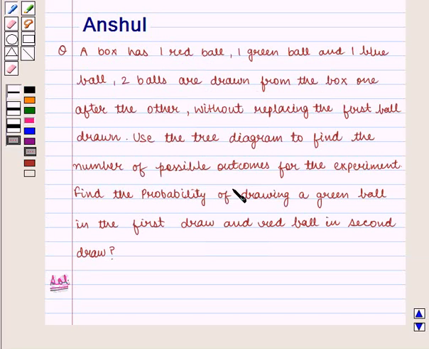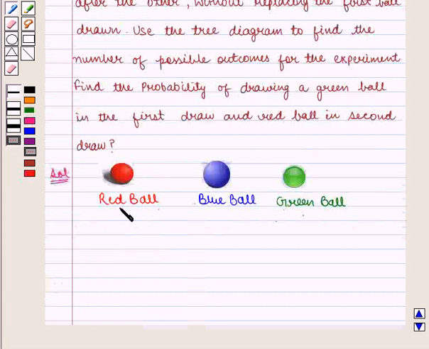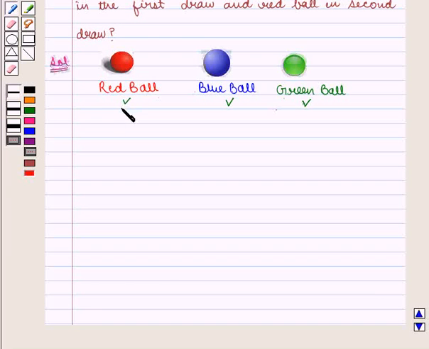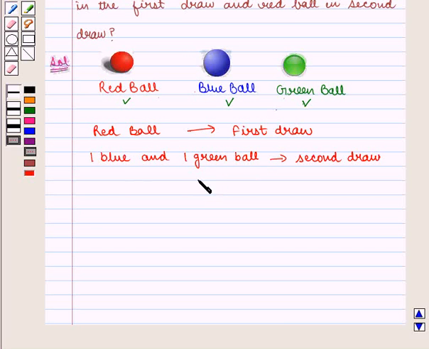Now in this question, we use a tree diagram to write the sample space of outcomes of the two balls drawn without replacement. In the first draw, we may draw a red ball or a blue ball or a green ball. If we draw a red ball, then we are left with one blue ball and one green ball, and we can draw either of them in the second draw, as we do not replace the ball drawn in the first draw.